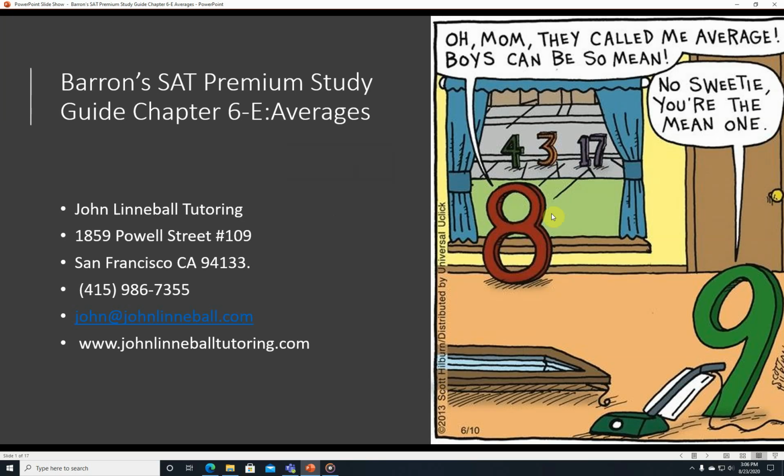Here we see a very angry young 8 who says, "Oh, Mom, they called me average. Boys can be so mean." "No, sweetie, you're the mean one. See, 4 plus 3 is 7 plus 17 is 24. If you take the average, you get 8. So she's the mean. Ha ha ha."